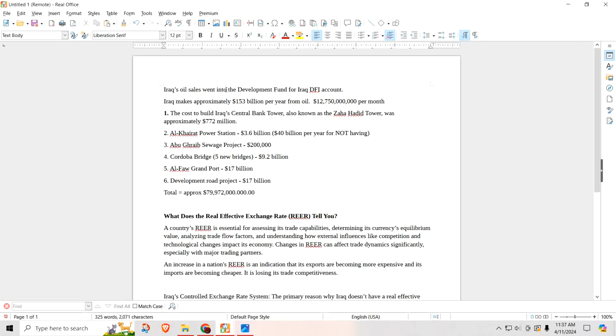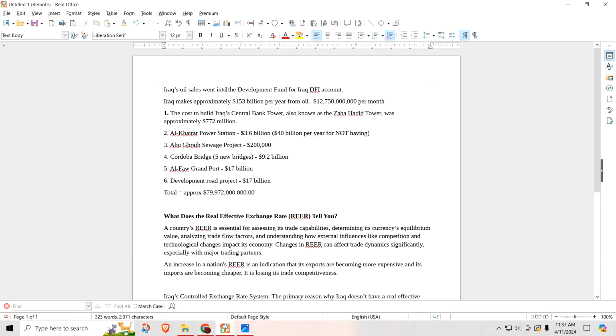The cost to build the Iraq Central Bank, the one I just showed you a picture of, the estimated cost of that project is $772 million. The power stations that are being built over in Iraq, that entire project is $3.6 billion. Here's the crazy thing about it. For every year that they don't have those power stations, they are losing $40 billion per year.